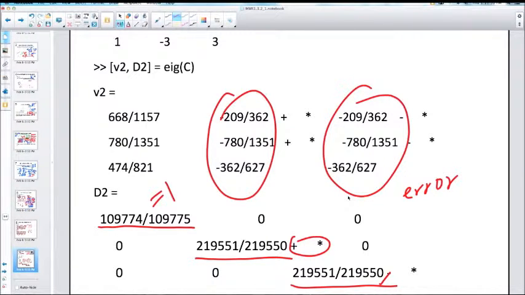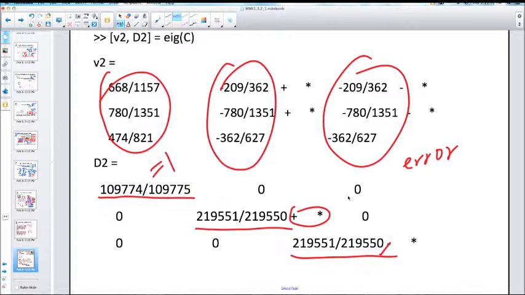They really do not exist, because we know it's defective from the previous example. The only answer really is the eigenvalues, right, this one. And then you say, whoa, that's wrong. You may try to check the error: let C times V2 and see if it equals V2 times D2. They might give you the same answer, because they come from the same round-off error.